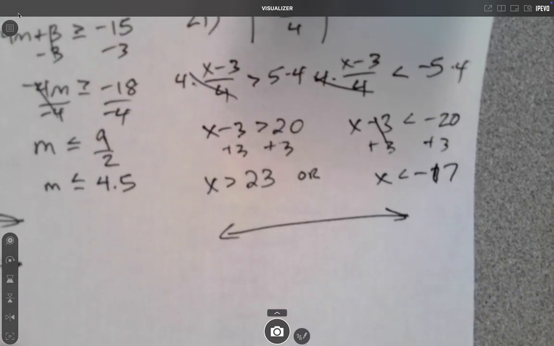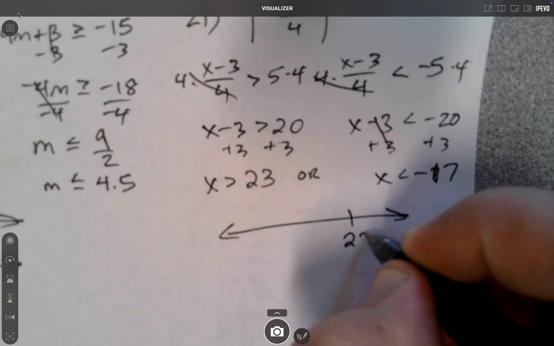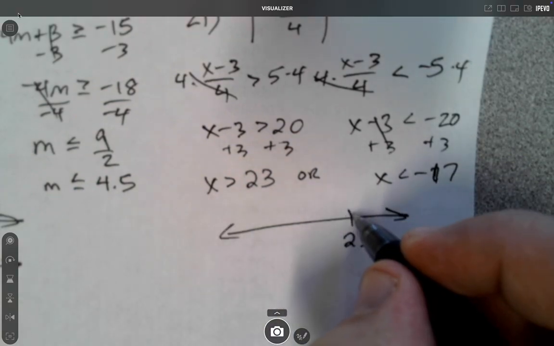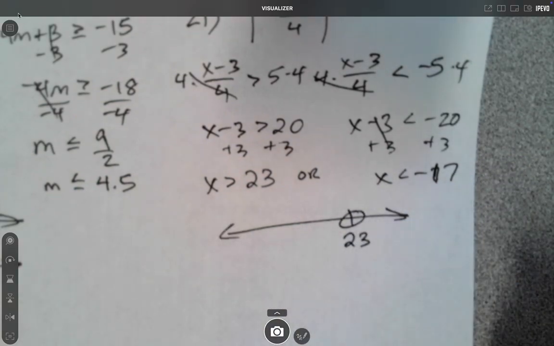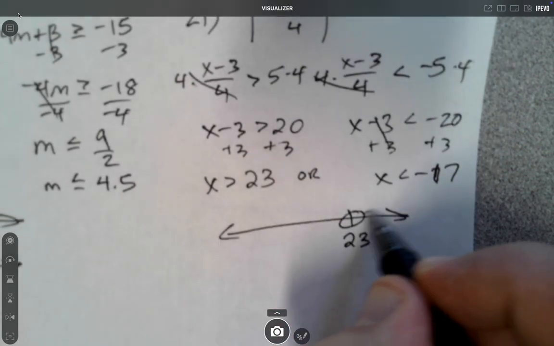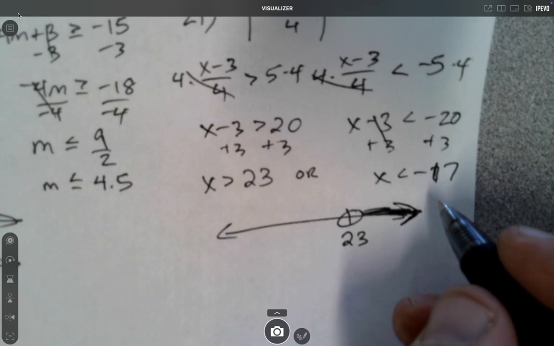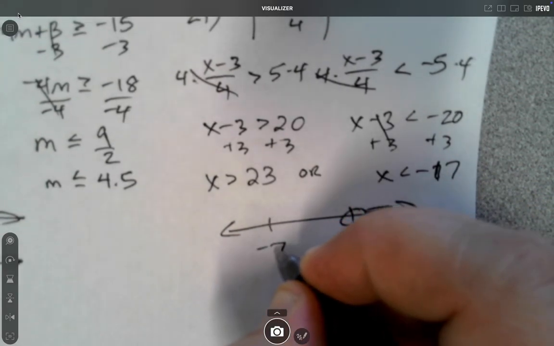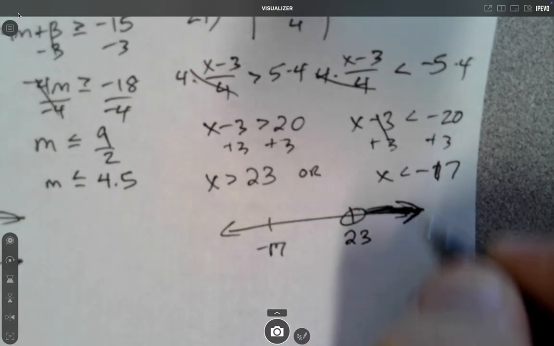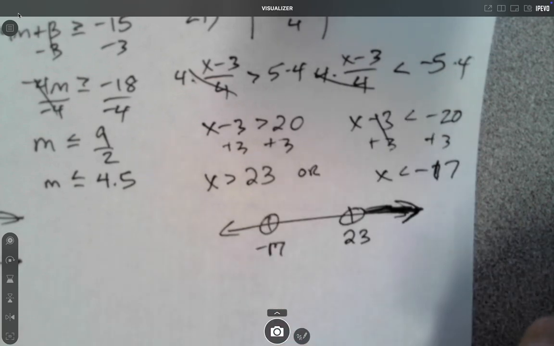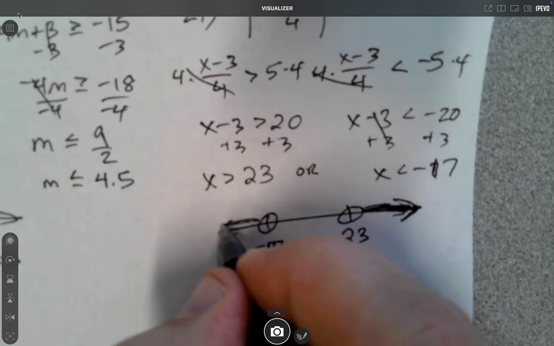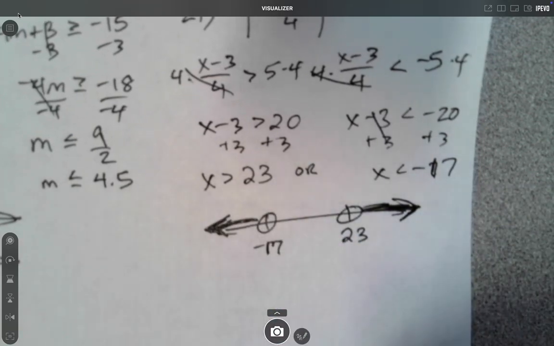Okay, since this is an or, I know I'm going to graph anywhere they show up. So I'm just going to do it straight on the graph this time. This one, we have an open circle at 23 because there's no or equals to. And it says greater than 23, so we shade it to the right to include bigger numbers than 23. This one, we mark at negative 17. And we do an open circle because there's no or equals to. And it's less than, so we shade it to the left to cover all the numbers that are smaller or less than negative 17.